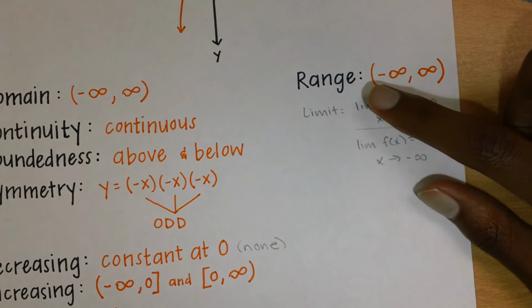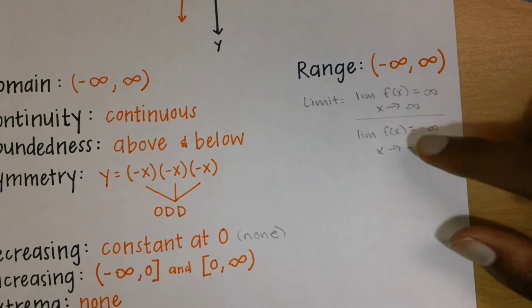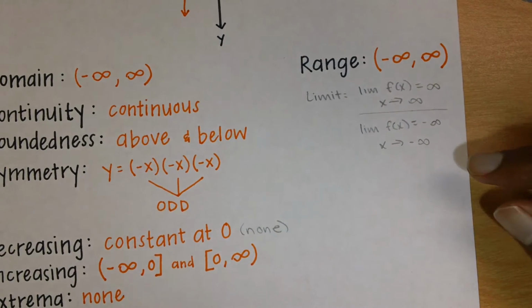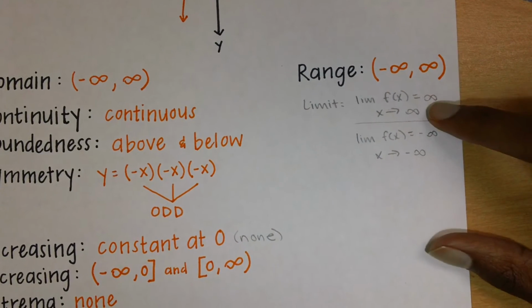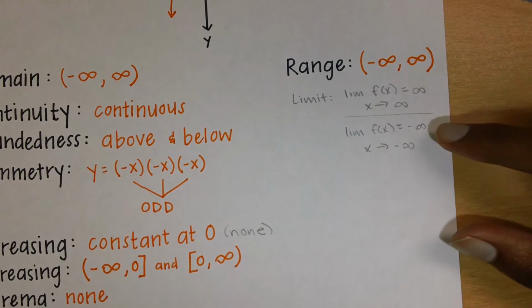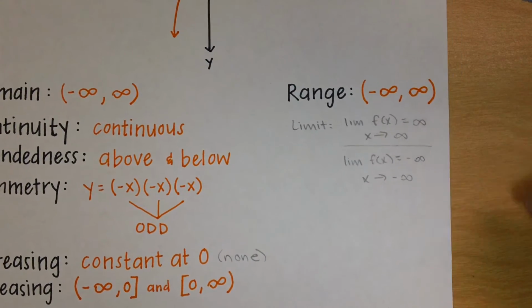The range is negative infinity to positive infinity, and the limit of f of x as x approaches infinity is infinity, and the limit of f of x as x approaches negative infinity is negative infinity.